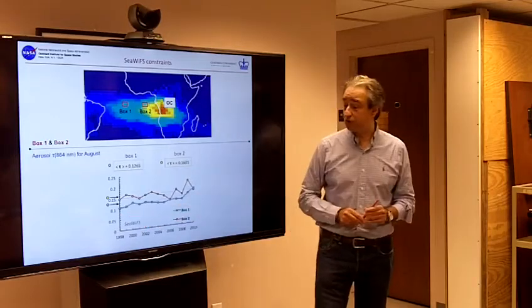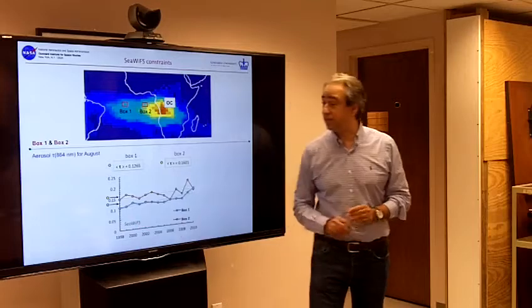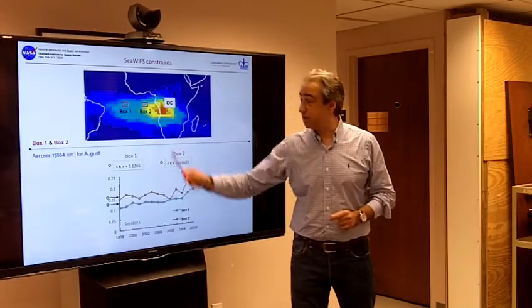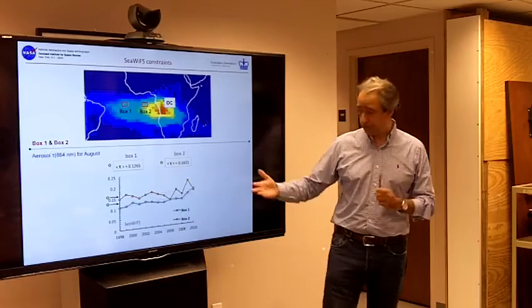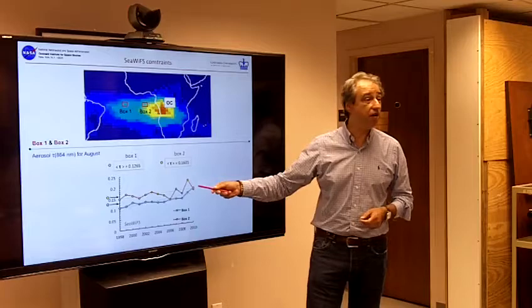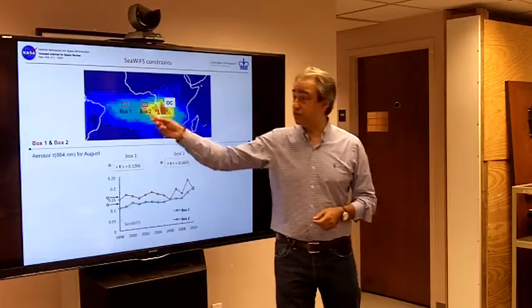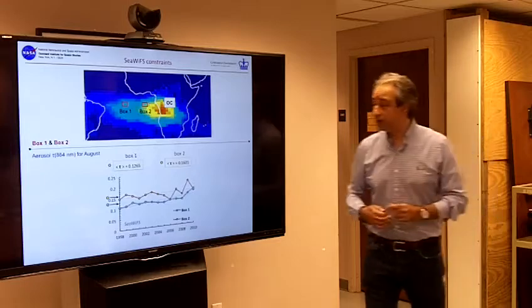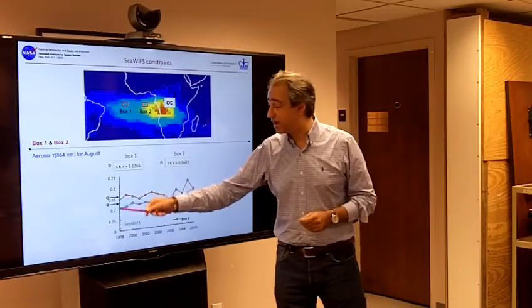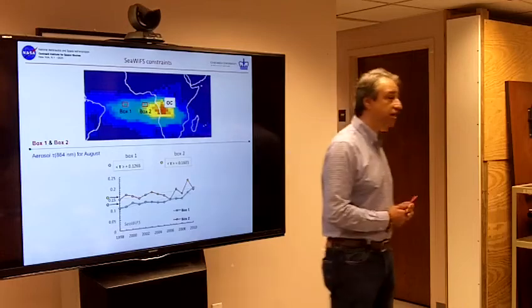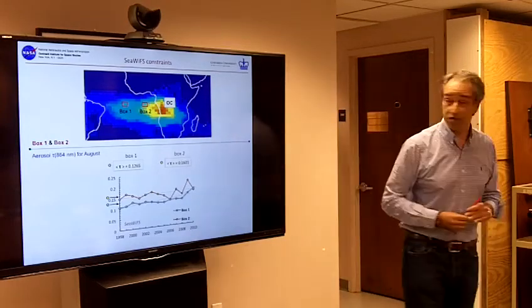So for the total optical thickness of those two boxes, I used SeaWiFS constraints, and I looked at the retrieval of the optical thickness over a decade in both these two boxes. Blue is for box 1 and red is for box 2. And essentially it makes sense, because in box 2 you see a slightly higher optical thickness, which is of course due to the fact that you're closer to the source of smoke. And what I did was I used the average values of these two optical boxes as input for my radiative transfer computations for the atmosphere.